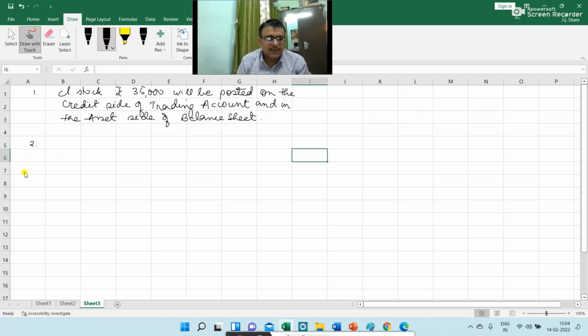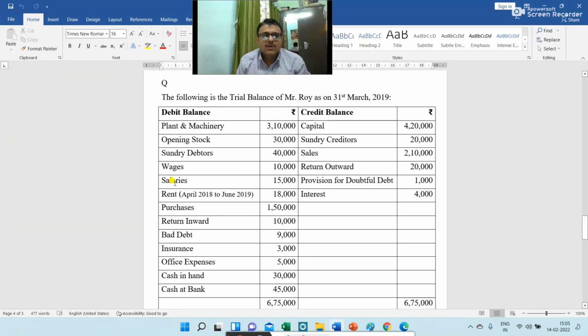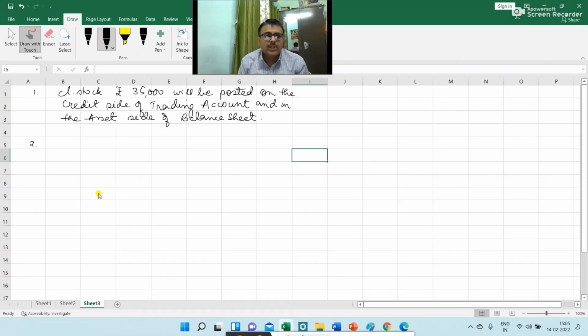Next adjustment is that a further bad debt of rupees 1,000 is to be written off and a provision for doubtful debt at 5% on sundry debtors is to be maintained. In the trial balance which is given to you, you have a bad debt of rupees 9,000. The additional information says there is a further bad debt of 1,000, which means this bad debt has been recognized after preparing the trial balance. So the journal entry that you need to pass is: bad debt account debit to sundry debtors account 1,000.